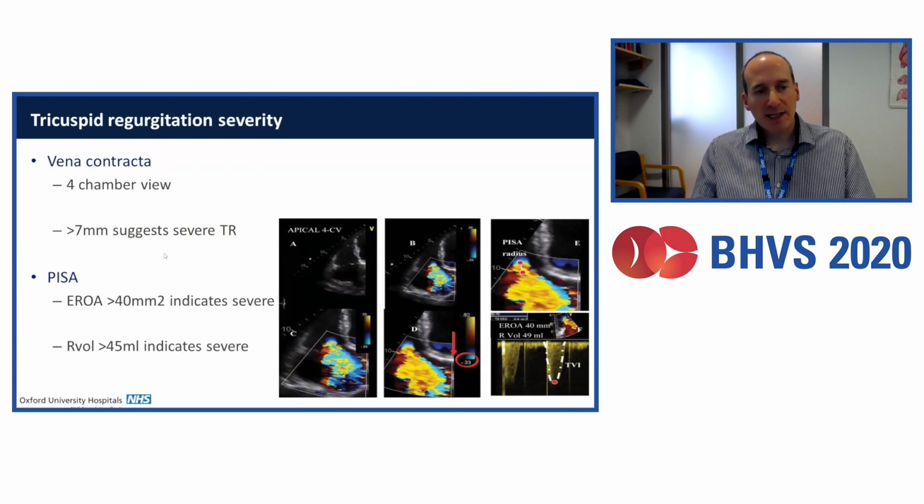The vena contracta, I tend to favor measuring from the four-chamber view, and again, 7 millimeters is the cutoff. If you measure or derive a regurgitant orifice area greater than 40, that's typically severe. As a rough rule of thumb, if your PISA radius around a Nyquist limit of 30 is greater than 0.9, you're likely to be looking at severe TR.